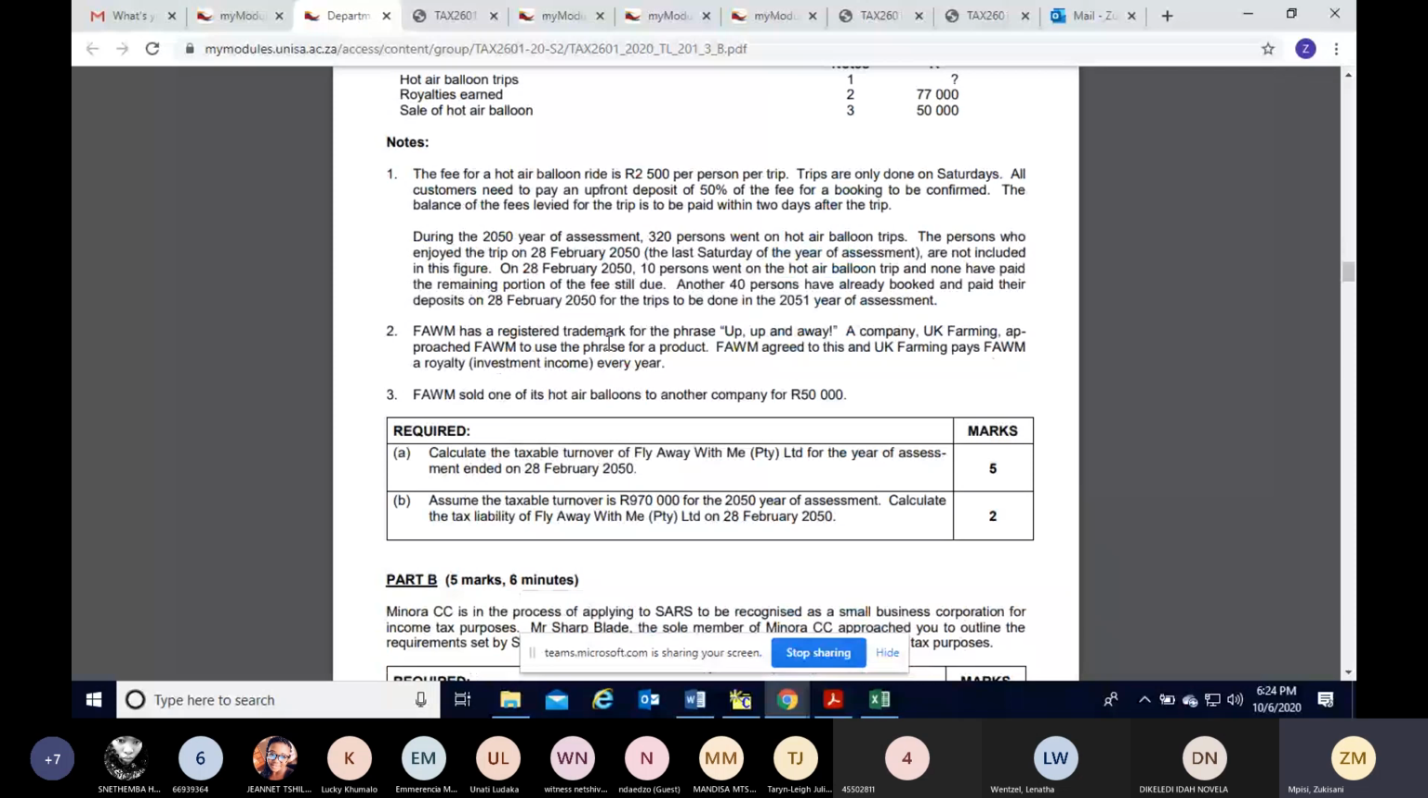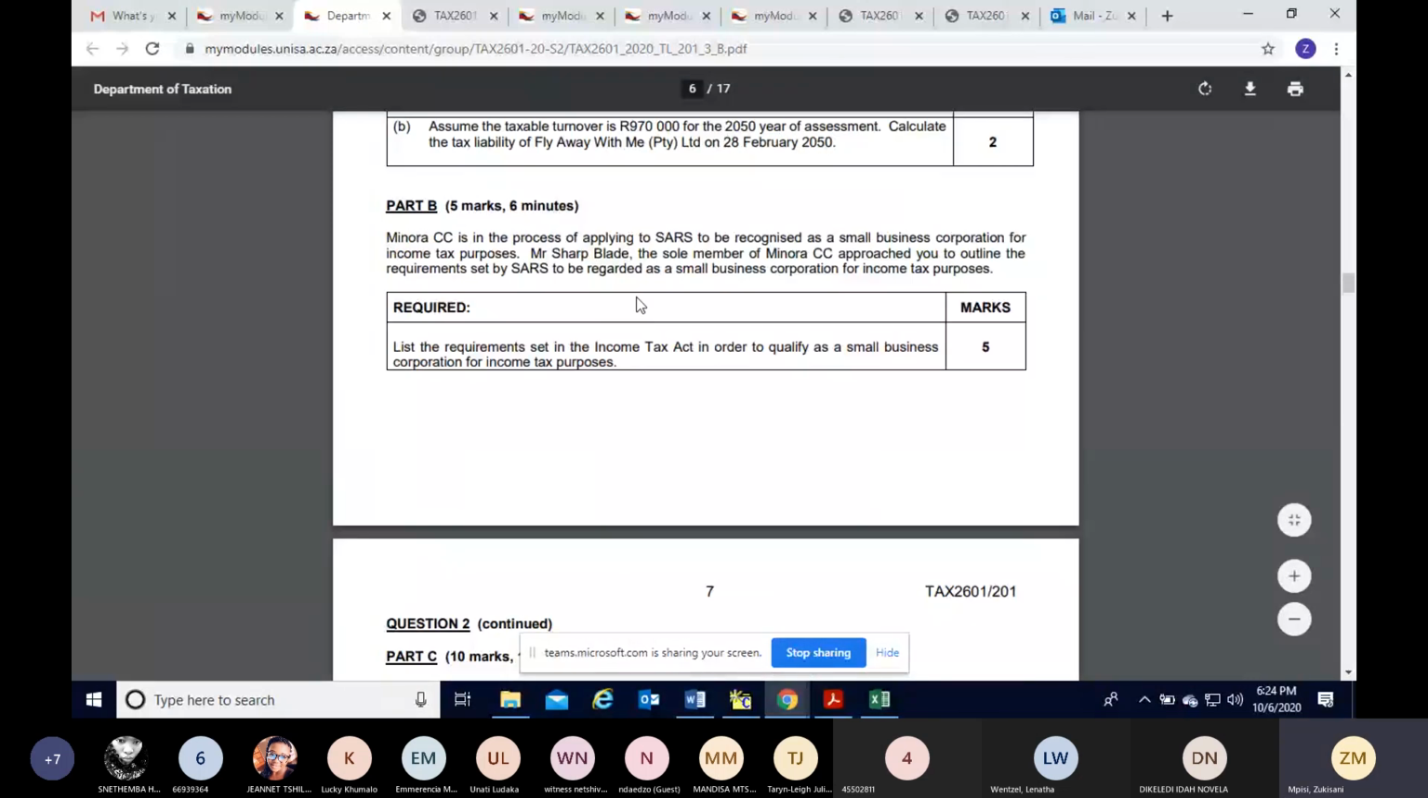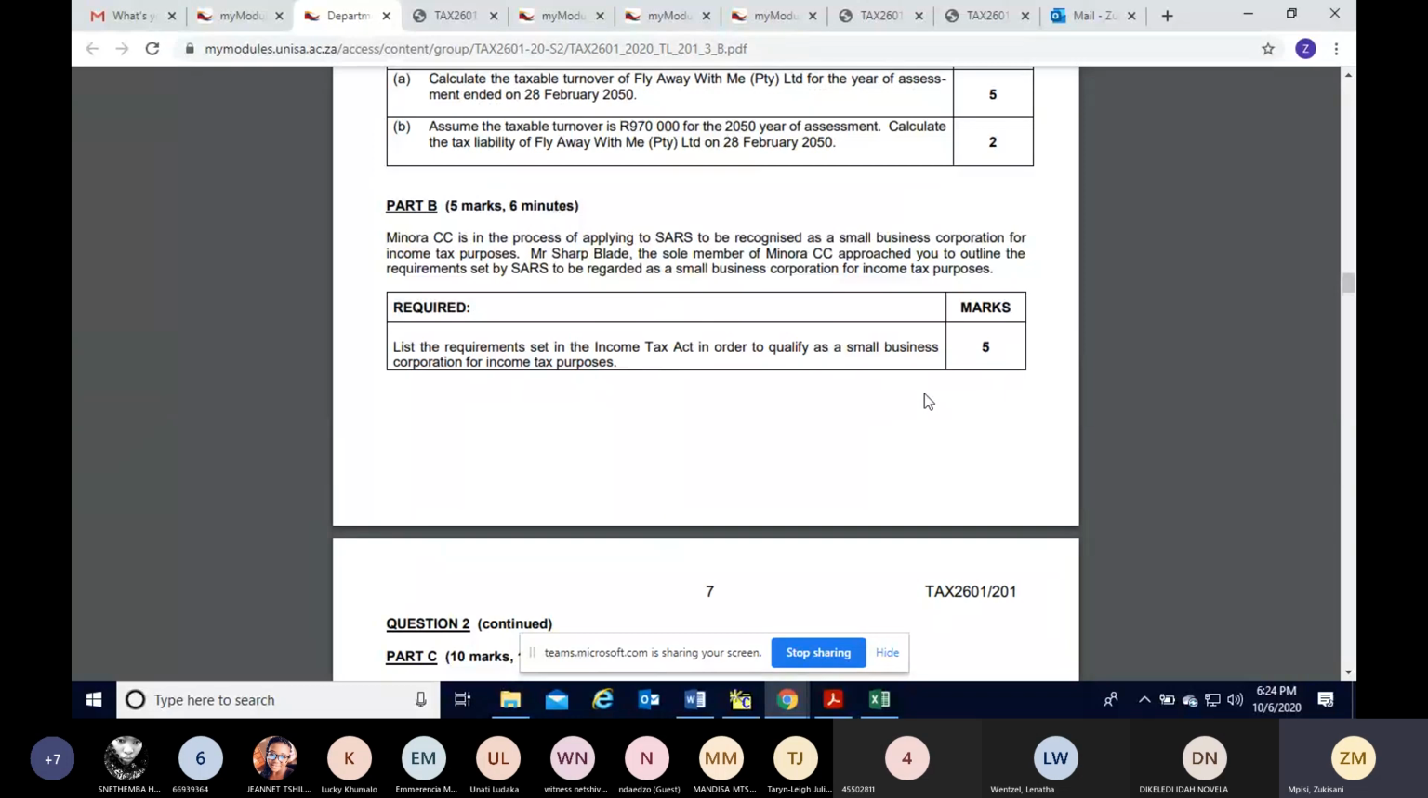So please try to use these resources that you have. This is an example of part B that says list the requirements set out in the Income Tax Act in order to qualify for a small business corporation for income tax purposes.